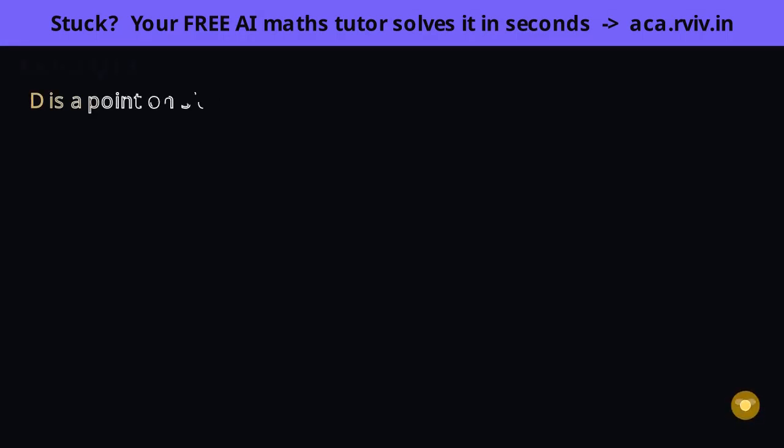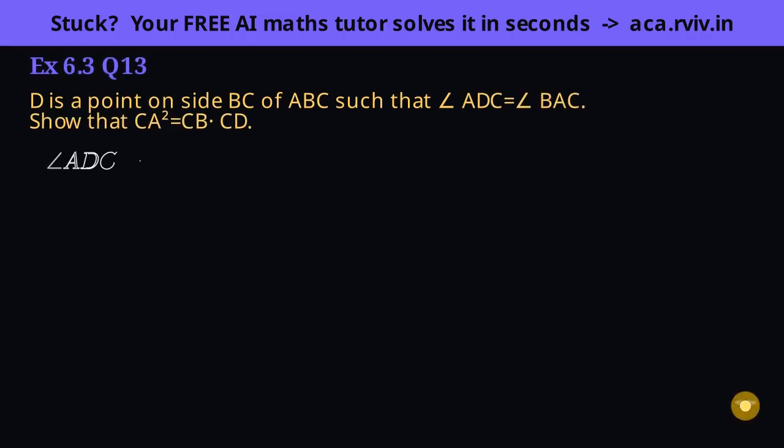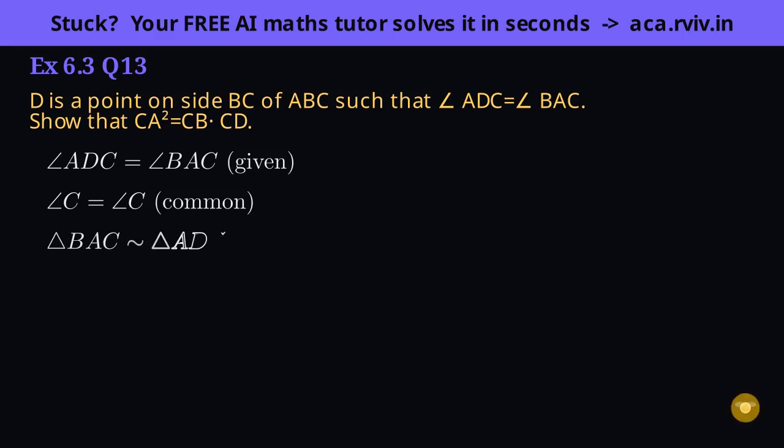A shared angle plus the given one gives AA, and the ratio squares CA. Set up, to reach a product like CB times CD, prove two triangles similar and read off a side ratio. Angle C is common to triangles BAC and ADC. Two equal angles give AA similarity. Corresponding sides give CA over CD equal to CB over CA.